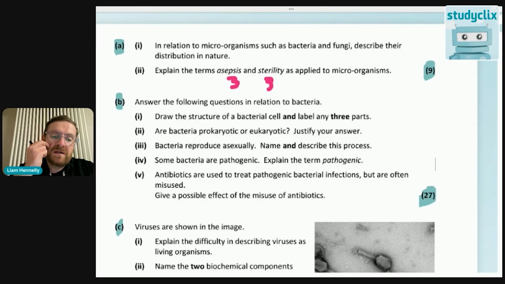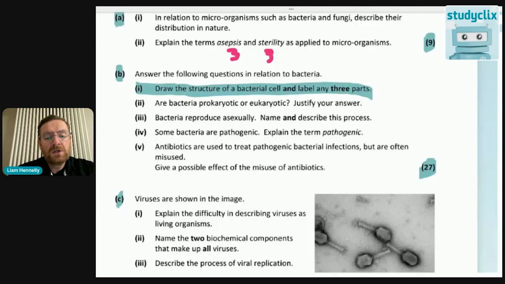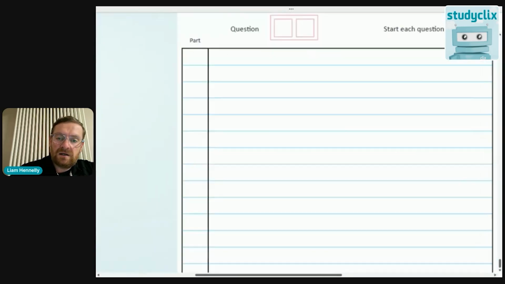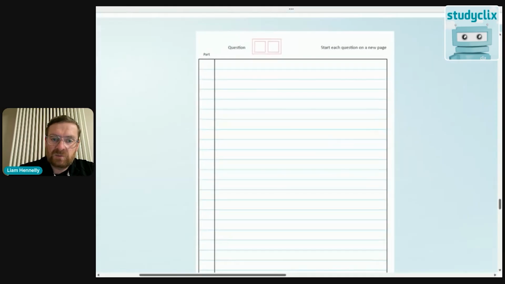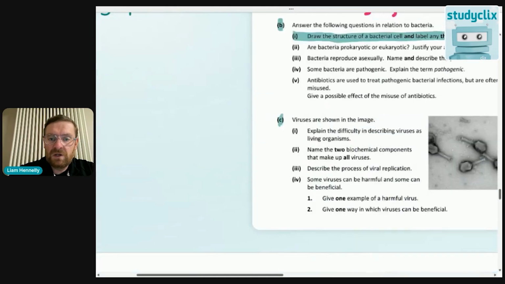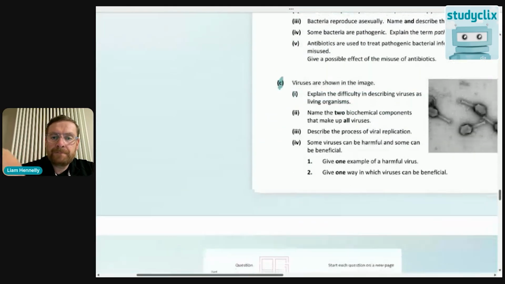What I'm going to do here is take this question. The question says, draw the structure of a bacterial cell and label any 3 parts. I've taken a page from the Leaving Cert section C answer book, and I've put it into OneNote. And I'm on part B, I.